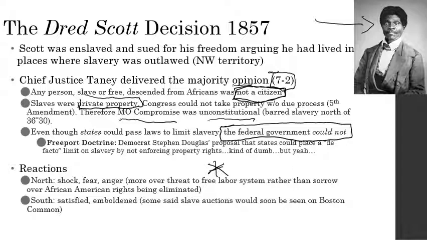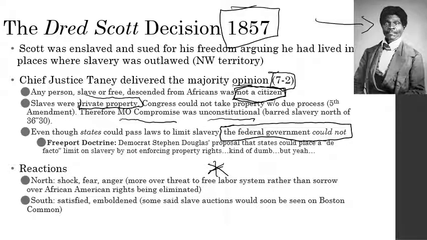And some people are saying that soon we'll see slave auctions in Boston Common up in Massachusetts, that slavery is going to be revitalized across the nation as a result of this. So they're very emboldened, and they're also becoming very suspicious of any federal dealings with slavery at this time in 1857. Okay, so keep that in mind.